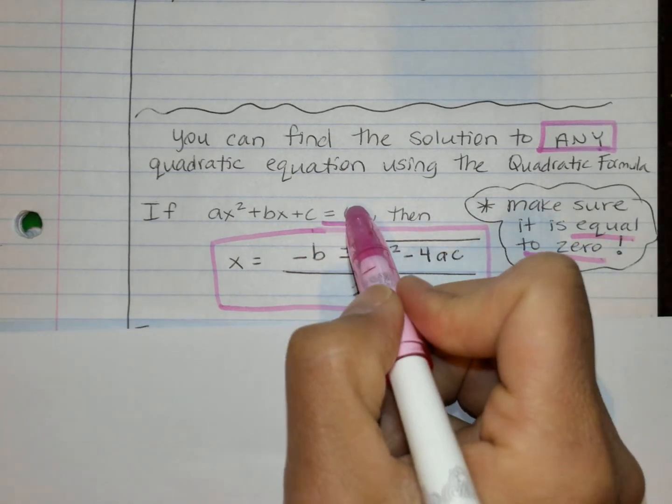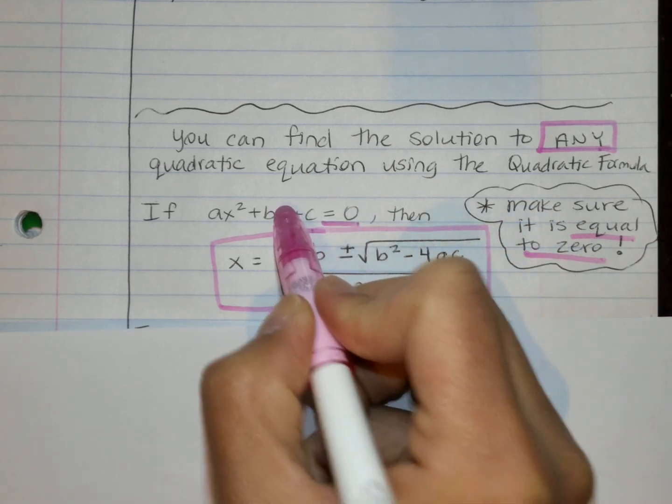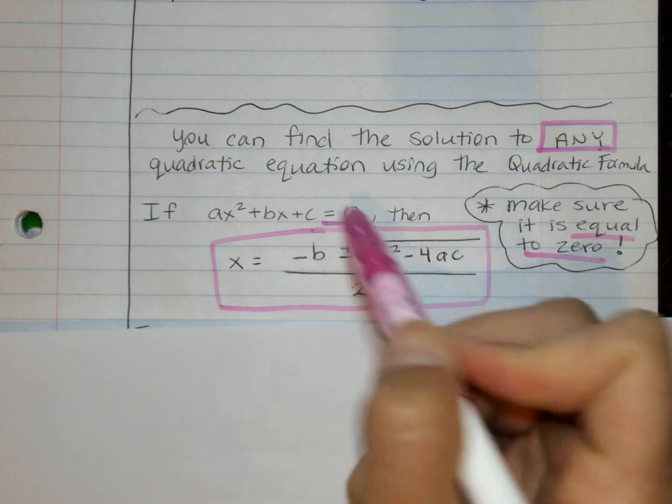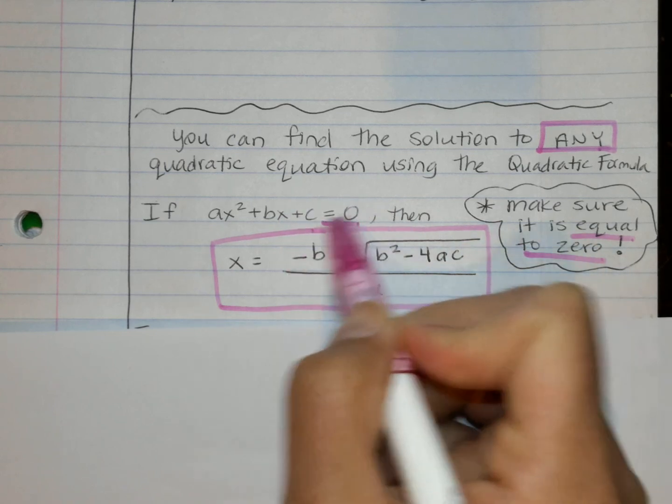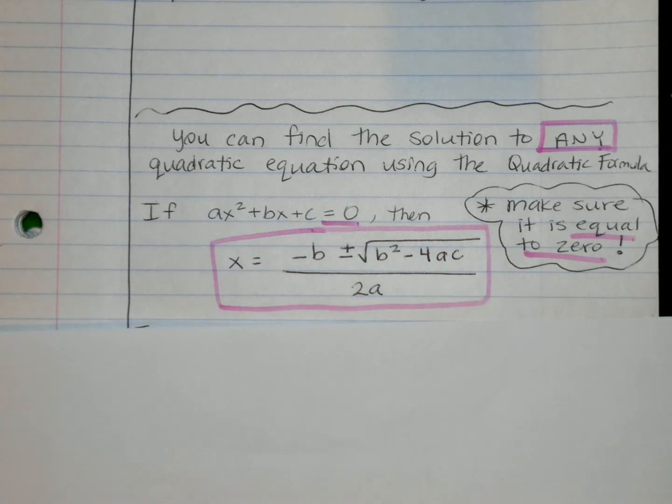Let's say there's a number or some term on this side. You have to add or subtract it over here. You might even have to combine like terms, but it has to equal 0. So add or subtract everything to get it on one side. And then it looks like this.